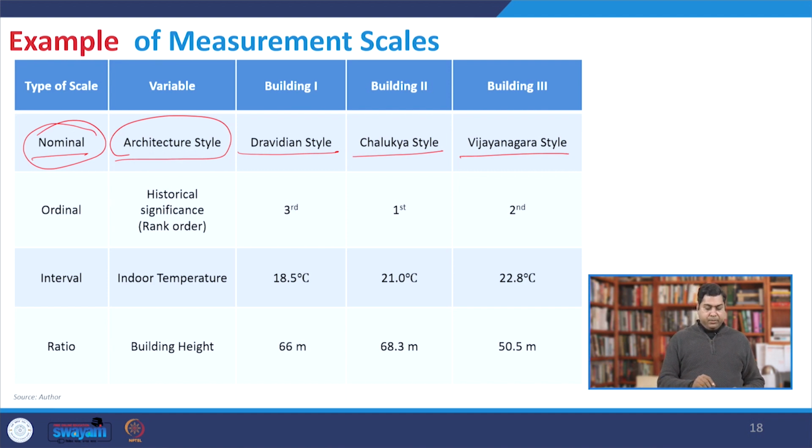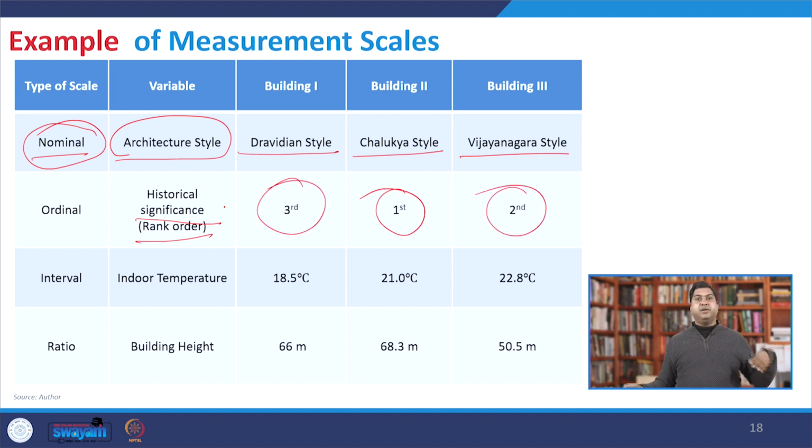Same example, but now our purpose is to understand the historical significance or the rank order. So, in such cases, by that particular means we have first Chalukya, second Vijayanagara and then Dravidian. So, this is something you can decide upon the chronological, reverse chronological or such kind of criteria.